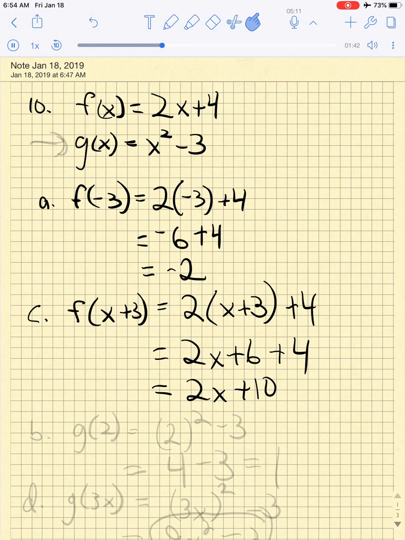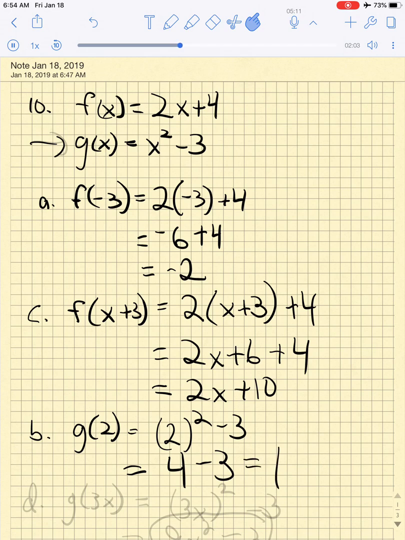B was g of 2. We'll go back to the function g of x, which is just here. We plug in 2 for x. We get 2 raised to the second minus 3. This is equal to 4 minus 3, which is equal to 1.